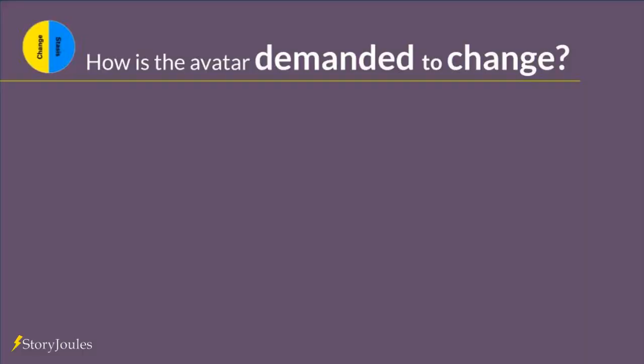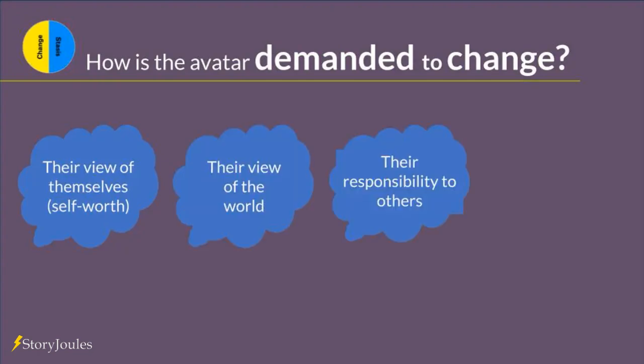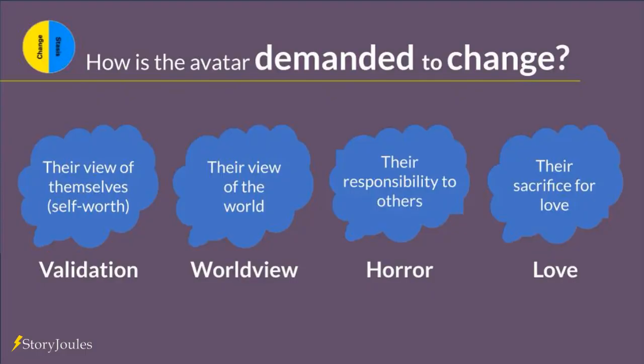Every story with a character arc needs at least one internal story dynamic and one external. If you're not sure what the primary internal story dynamic is in your story, just ask the questions. How is the avatar demanded to change? Is it their view of themselves, their self-worth, their view of the world, their responsibility to others, or their sacrifice for love? And when you can see what fits for your story, then you know whether you have a validation, worldview, redemption, or love story.